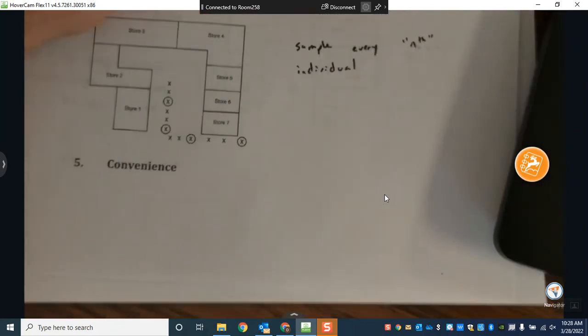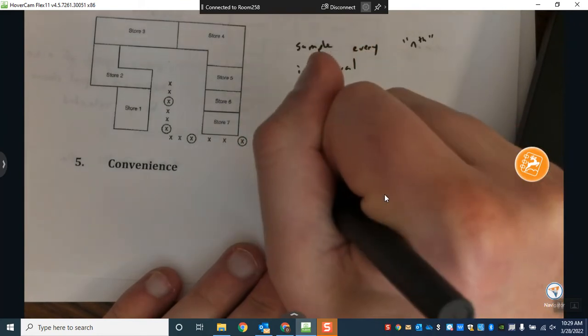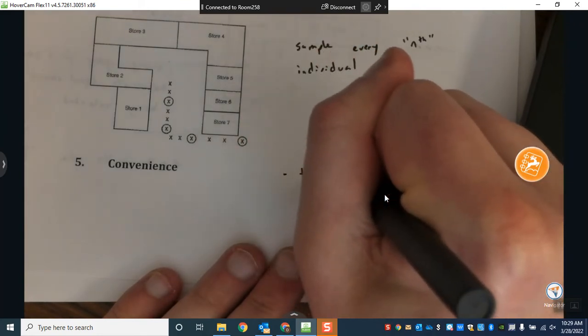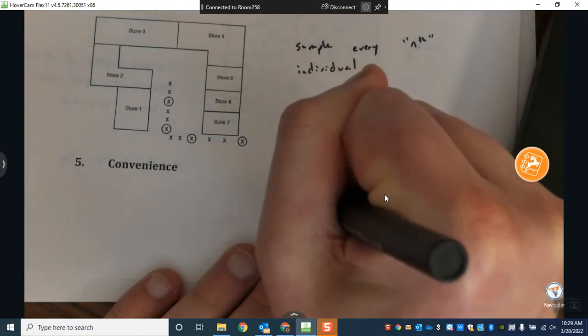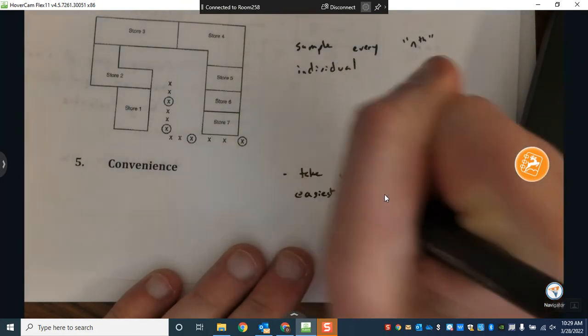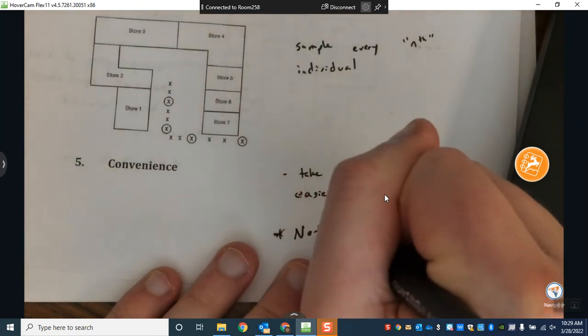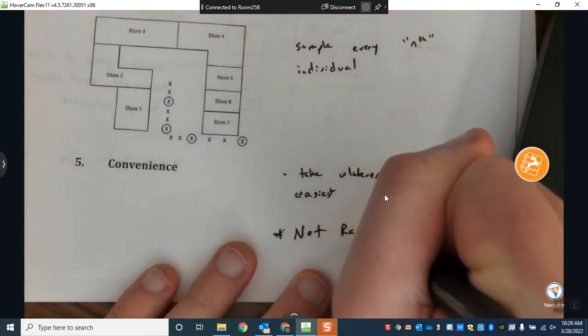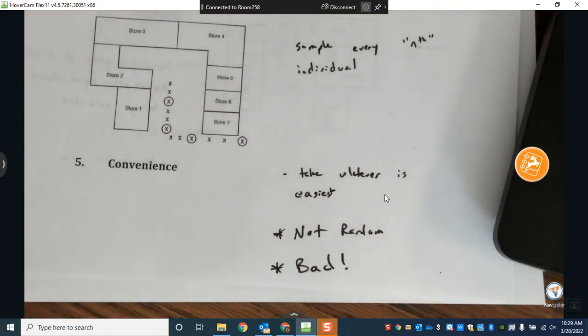All right, the last one is bad. All right, convenience sample is you take whatever is easiest. This is not random. And this is bad. Take whatever's easiest. That's what it says.